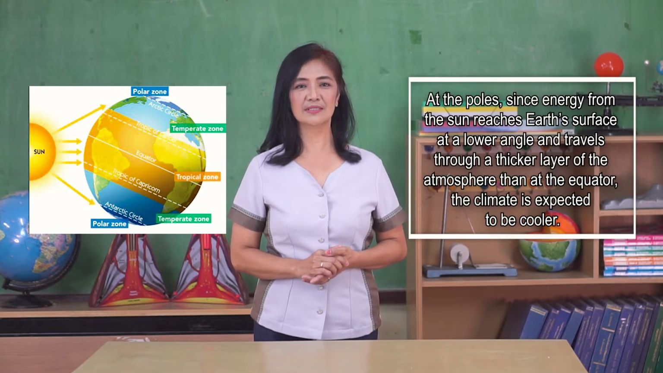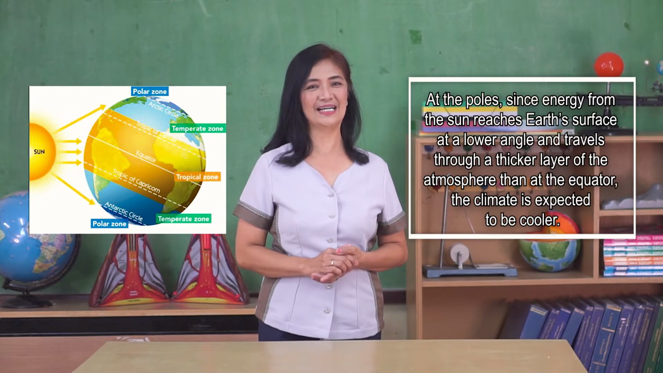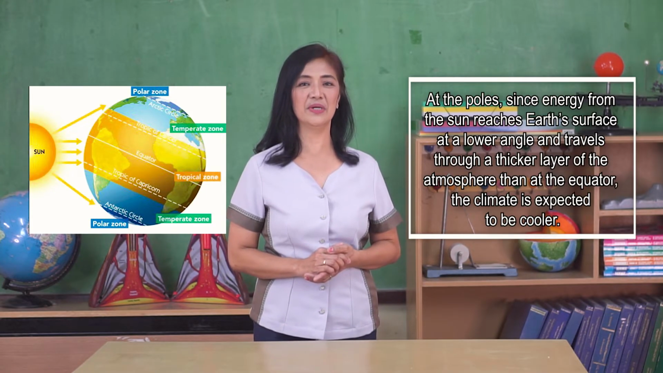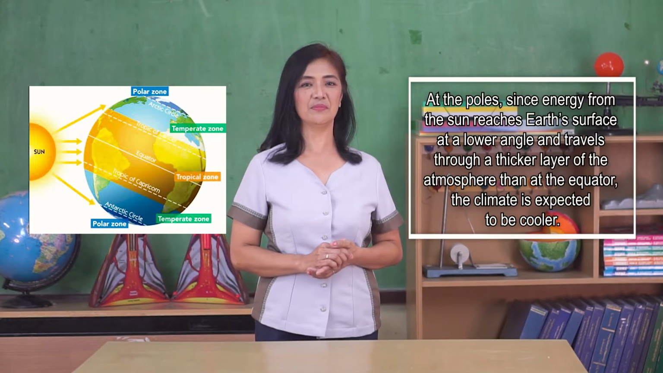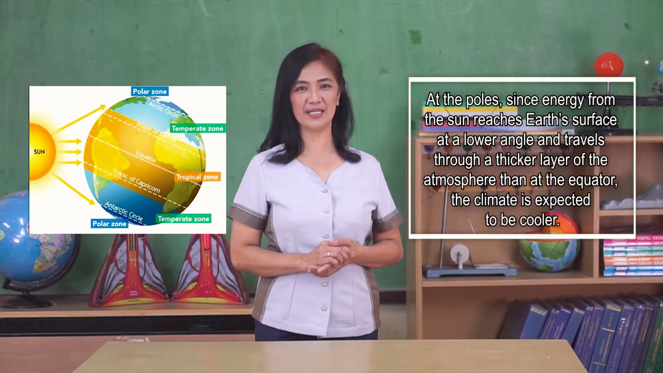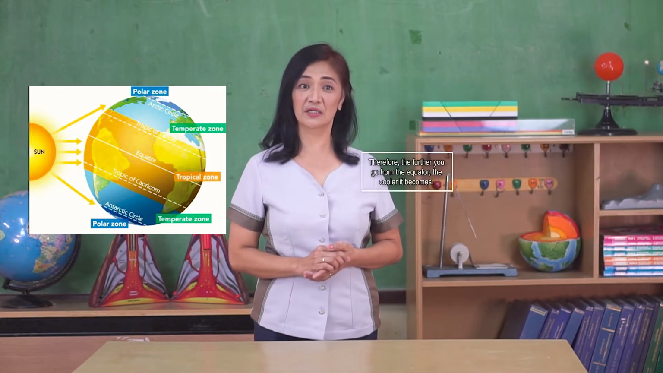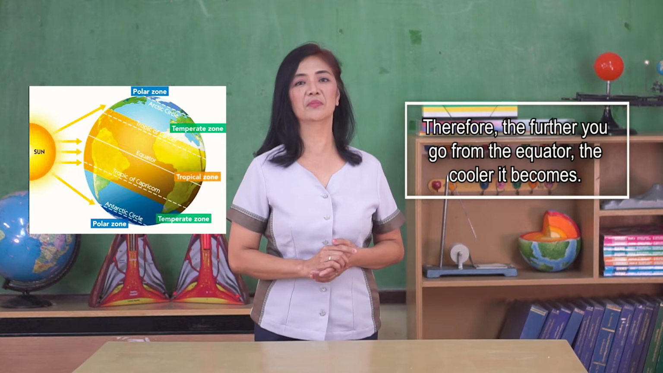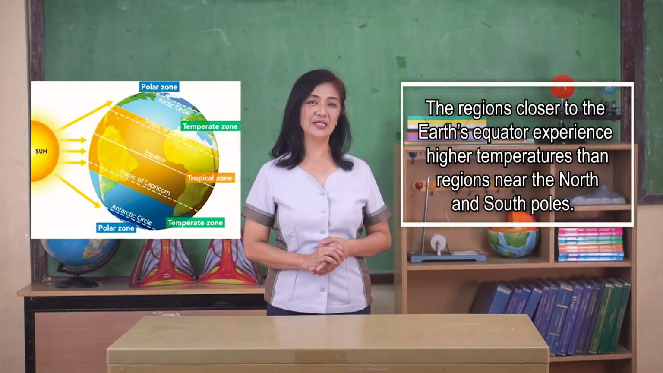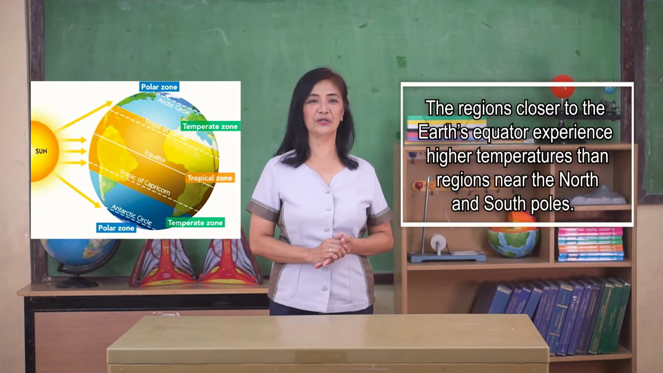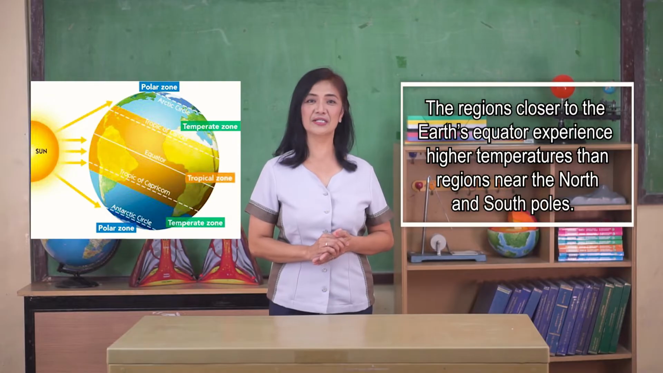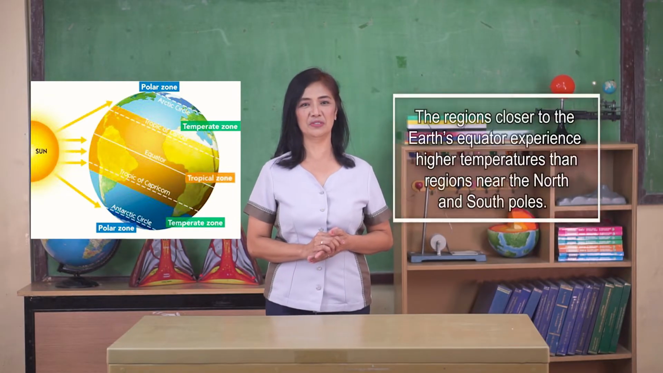At the poles, since energy from the sun reaches Earth's surface at a lower angle and travels through a thicker layer of the atmosphere than at the equator, the climate is expected to be cooler. Therefore, the farther you go from the equator, the cooler it becomes. The regions closer to the Earth's equator experience higher temperatures than regions near the North and South poles.